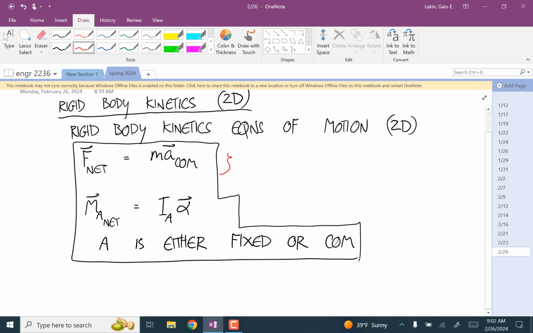So this one works in 2D and 3D. This one really only works in 2D. And I'm going to explain why that is, and what you have to do differently if you're going to 3D.